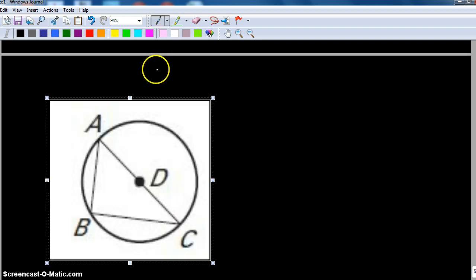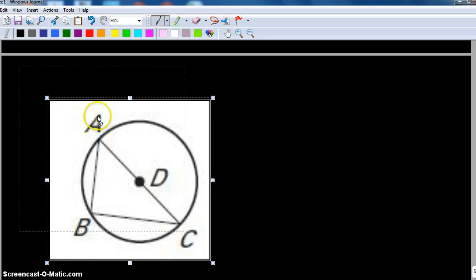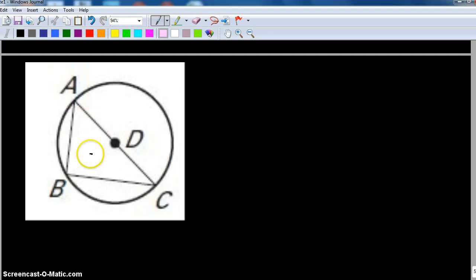So let's see this one. So here's an angle right here. Here's my angle B. The problem is you're trying to figure out how much is angle B and there's no numbers at all. So you're like, what the heck, Mr. Gomez? How do you do this?